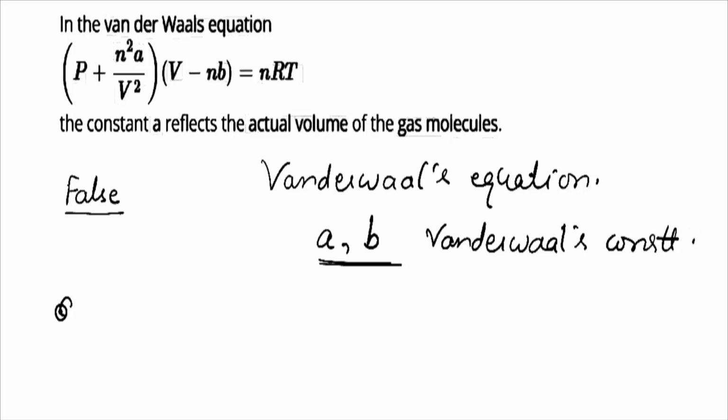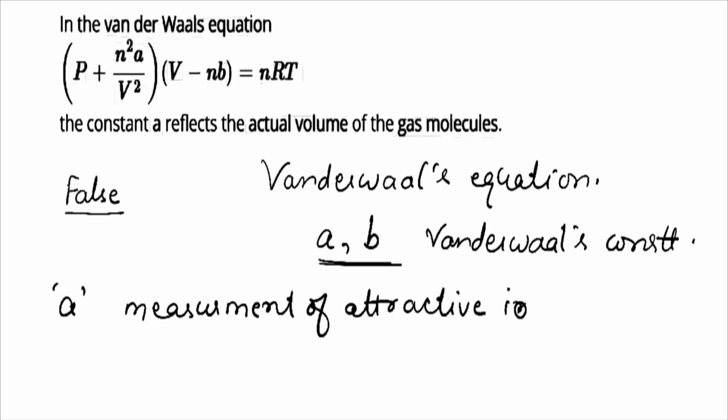The first constant a gives an indirect measure of intermolecular attraction. So it is a measurement of the attractive interaction between molecules. A higher value of a means greater attraction between gas molecules, and that gas is liquefied easily. Second constant b.